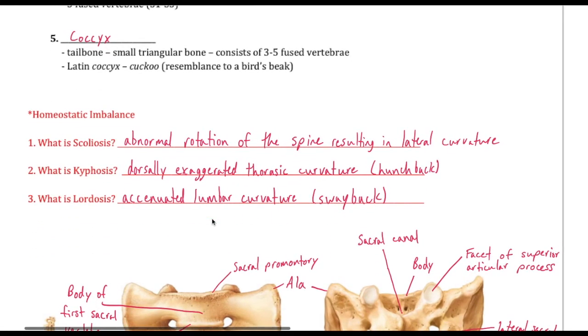So we have scoliosis, abnormal rotation of the spine resulting in a lateral curvature. So scoliosis is going to look something like this. This is from a posterior side, so you're looking at the patient's back. A lot of times, when a patient bends over, you'll see some rib heads sitting higher on one side and then flipped on the other side. So you would see rib heads higher on this side and this side if you're looking at a patient.